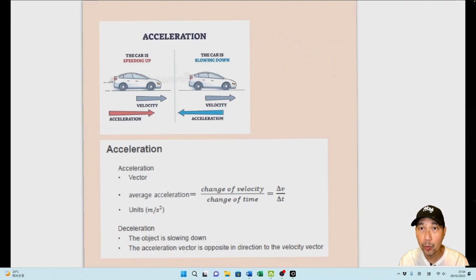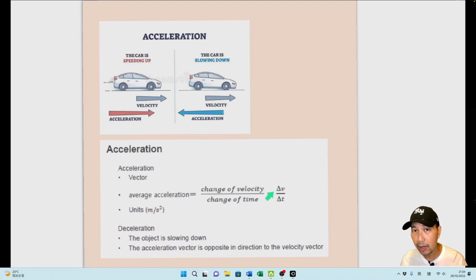The next topic we are going to learn is acceleration. If we travel in a car and it speeds up, it accelerates. If it slows down, it decelerates. Please notice that acceleration is a vector quantity. It has direction. It has positive acceleration and negative acceleration. The formula for acceleration is change of velocity over change of time. Okay, you can see delta V and delta T.